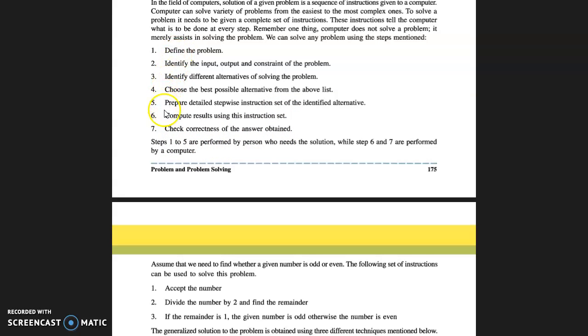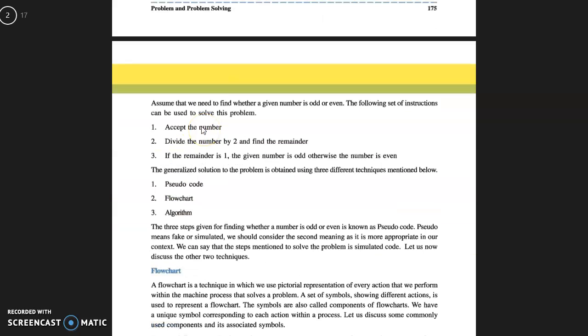Steps 1 to 5 are performed by the person who needs a solution, while steps 6 and 7 are performed by a computer. The first 5 steps will be performed by us and 6 and 7 will be done by the computer.